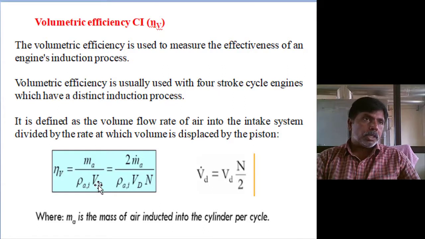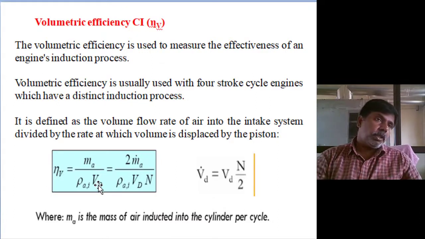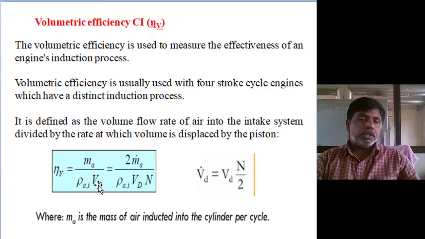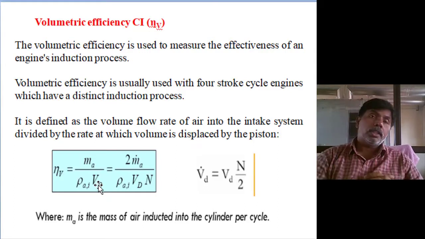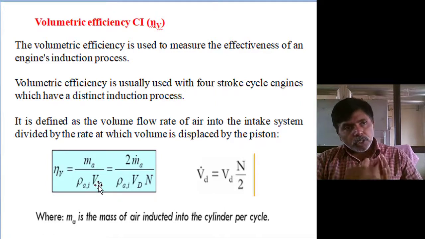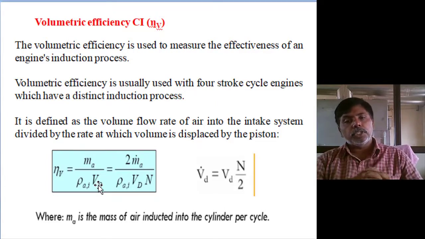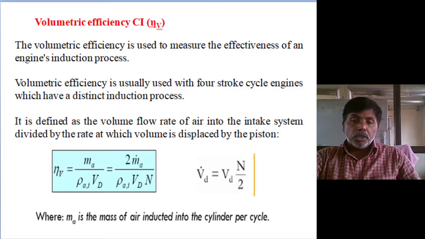Because we can't measure mass flow rate per cycle, we measure per minute or per second. Suppose per minute actual mass flow rate is measured, then divide by rho into V into N, speed. If two stroke engine, N is the direct speed, because every revolution of the crankshaft we are producing the power stroke. Suppose it is a four stroke engine, every two revolutions of the crankshaft one power stroke comes, so N by 2. So actual mass flow rate by rho into displacement volume into speed.